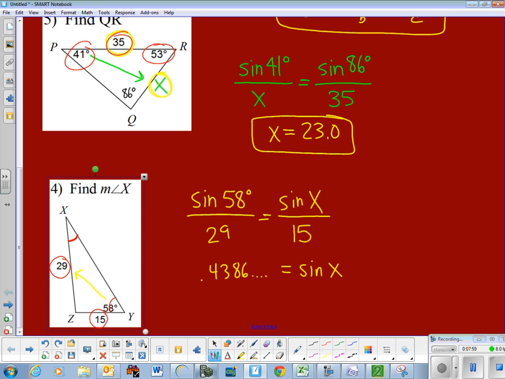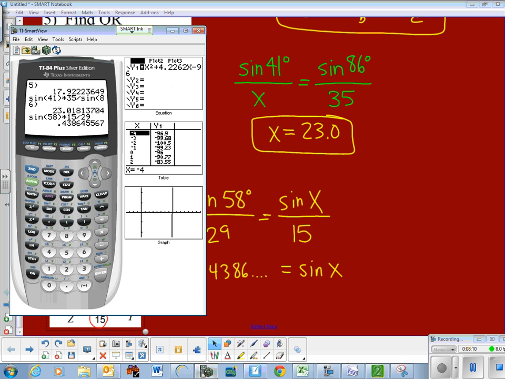That's not my answer. And you should count on a number between 0 and 1 right here, because sine is never any bigger than 1. And so what I need to do is inverse sine that number. So I'm going to go second sine of second answer and get 26.0 degrees.